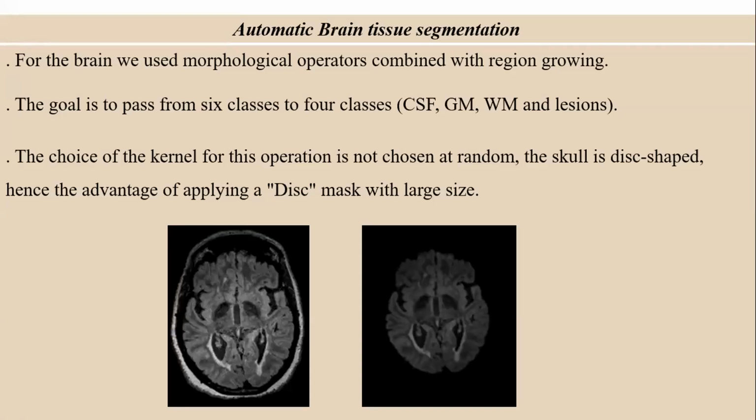For automatic brain tissue segmentation, for the brain, we use the morphological operator combined with region growing. The goal here is to pass from 6 classes to 4 classes: CSF, gray matter, white matter, and lesion. The choice of the kernel of this morphological operator is not made at random. The kernel is disc-shaped, and there is an interest in applying a disc mask with a large size. So here we have the result. No bone, no fat, and no skin.